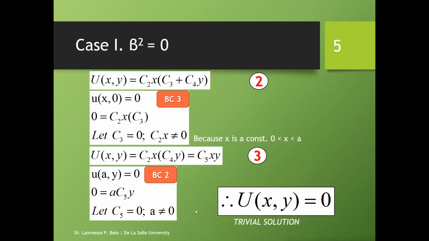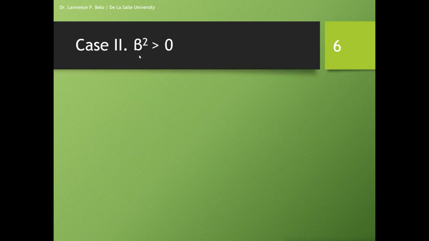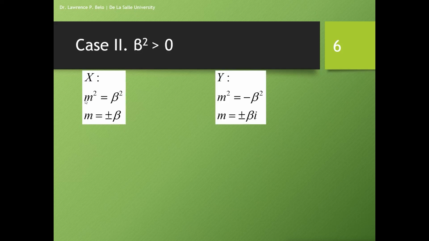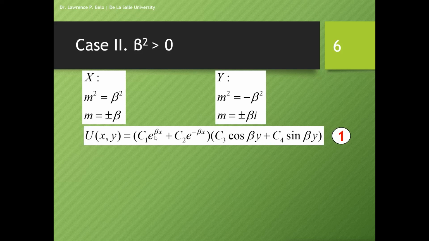So let's go now to case number 2, when beta squared is greater than 0. If this happens, we know that m squared is beta squared, m is plus and minus beta; for the y part, m squared is negative beta squared, because there is a negative y. So m equals plus and minus beta i. Here, it is easy: e to the bx, e to the negative bx. Here, by Euler's, C3 cosine by, C4 sine by. Take note, this one comes from y, it is the letter y. The other comes from x, all letter x.